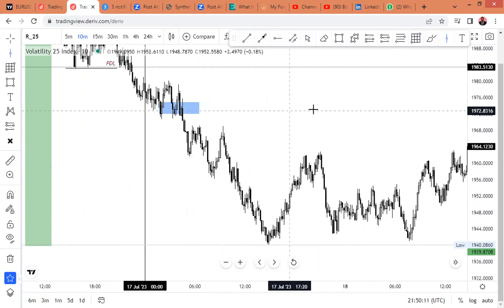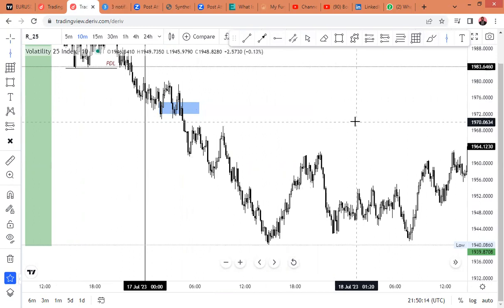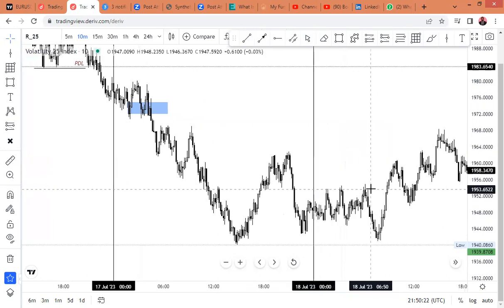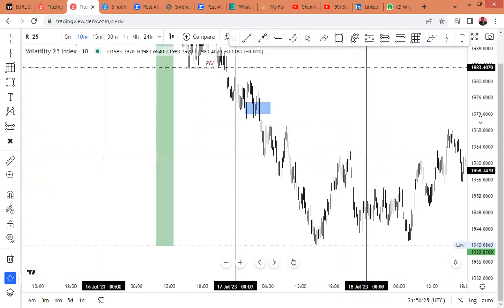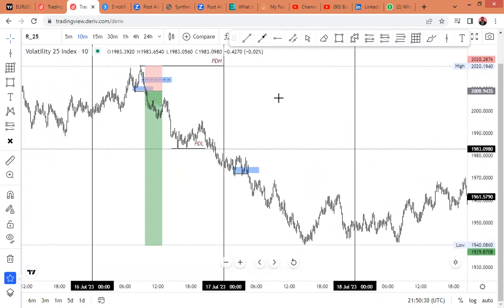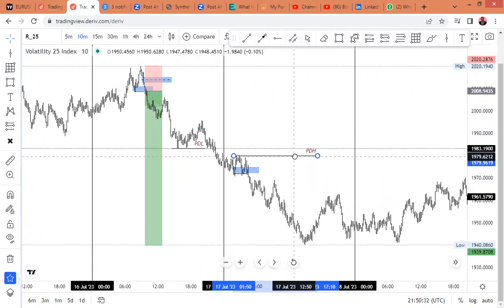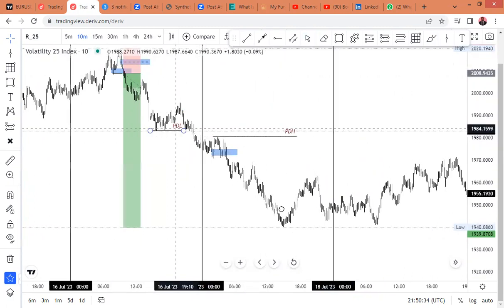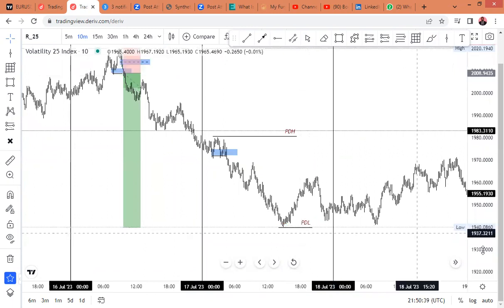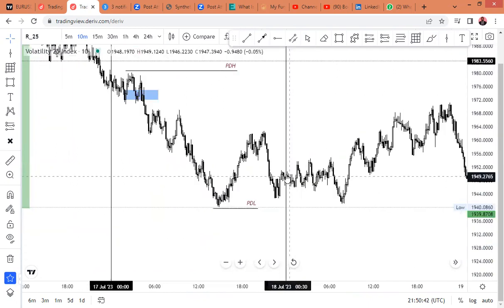So on the 17th, let's see 18. 18 closed, price opened around the zone, fine. I still know that we are bearish until proven otherwise. So previous day high is here, previous day low is there. Previous day low was that. So price opened here. What I'm just looking for is any break below. You see, price gave us this break.